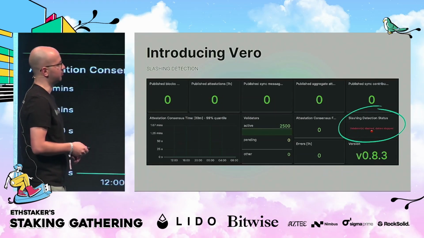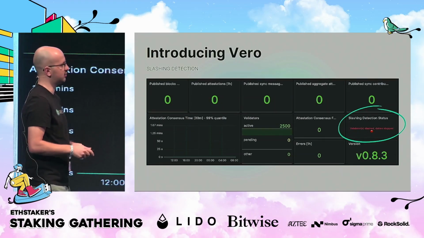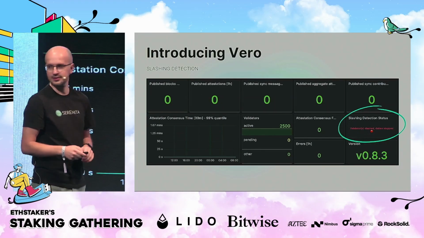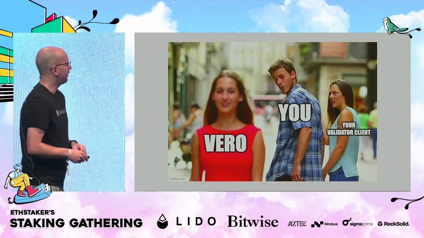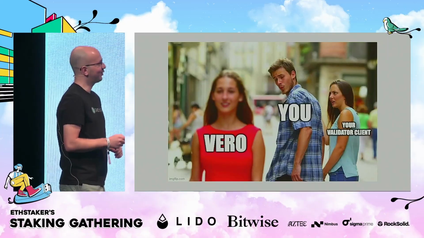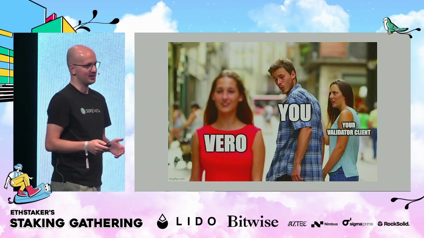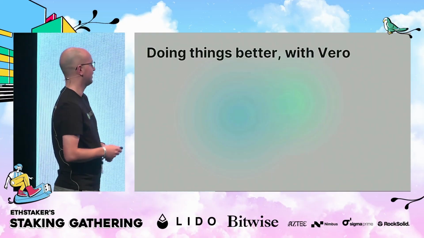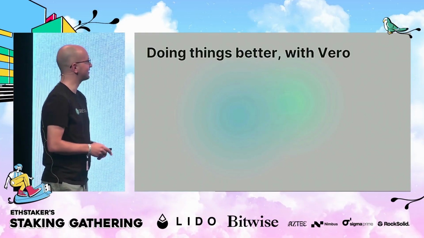So this is what it looks like on the dashboard. Once any of the validators are slashed, it stops performing any duties. And if you're feeling like this, the good news is it's very easy to switch to Vero as opposed to Vouch or DVT. And I'm going to show you just how easy it is.